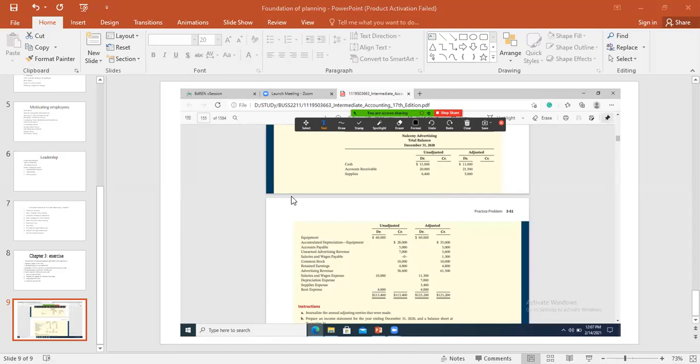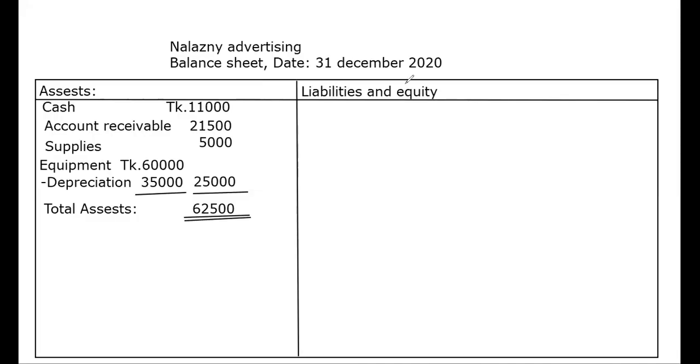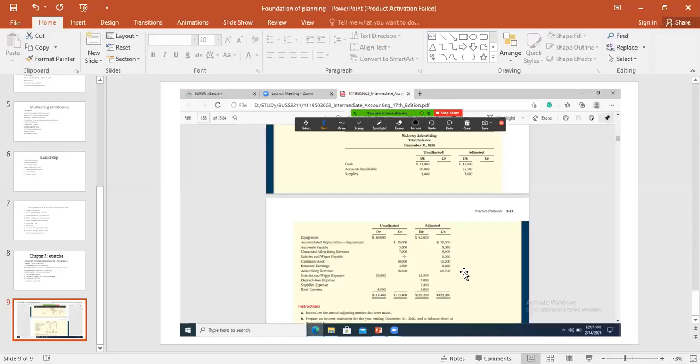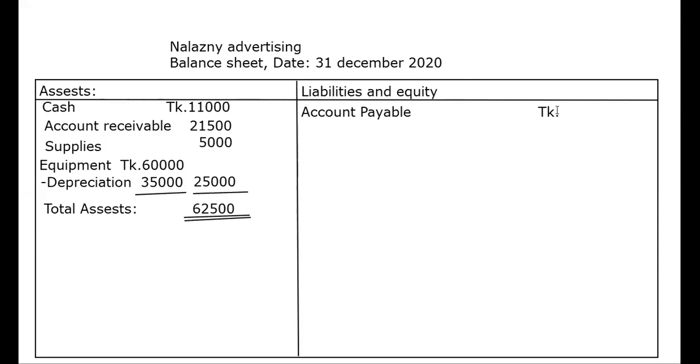So account payable should be included. You can separately write liabilities first, then owner's equity, or you may completely rely on writing everything. So we should proceed without writing liabilities and equity, only the accounts. Account payable. Whatever is written in adjusting entries, we should mention here. Account payable, that is 5,000. Our adjusting entry shows 5,000 in credit amount, so we should write 5,000.